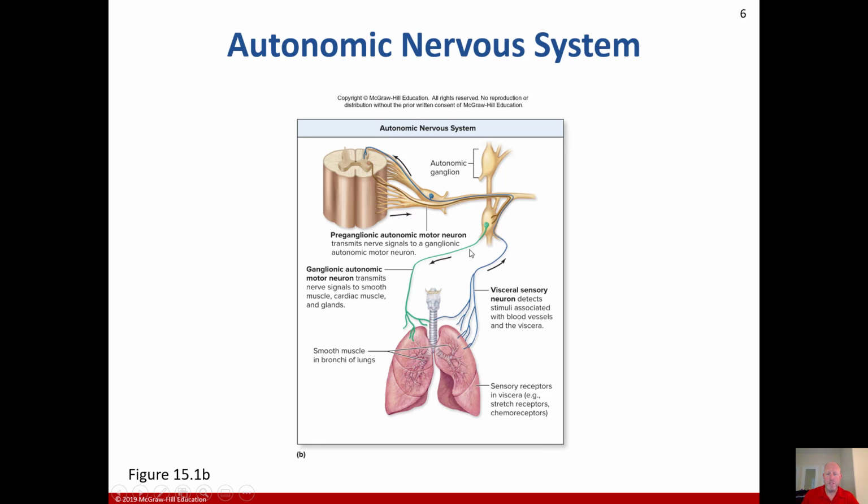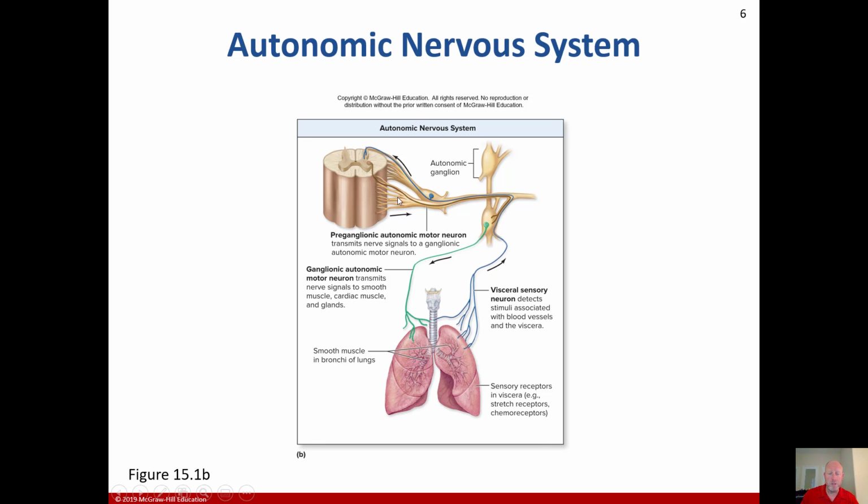So with our autonomic nervous system, in this case we're getting a visceral sensory neuron detecting stimuli associated with blood vessels and the viscera. We're looking at the lungs here, the smooth muscle, the bronchi of the lungs. And we have sensory receptors in the viscera, like the stretch receptors and chemoreceptors in the lungs. And information is going to come up here, and we're going to get to the autonomic ganglion here. And here's our preganglionic autonomic motor neuron, where it's going to first meet there. And then it's going to be brought up to the spinal cord.